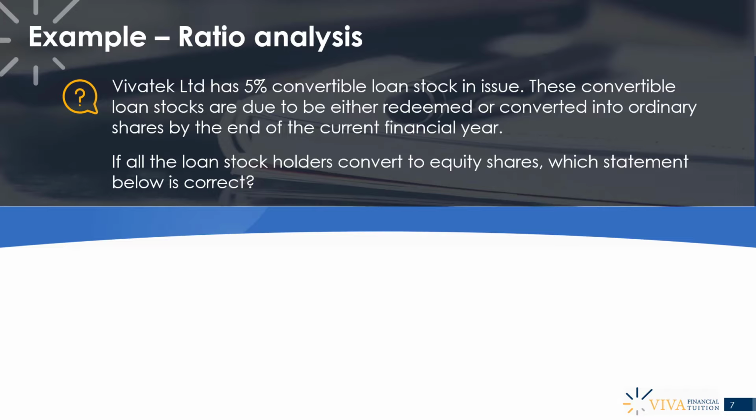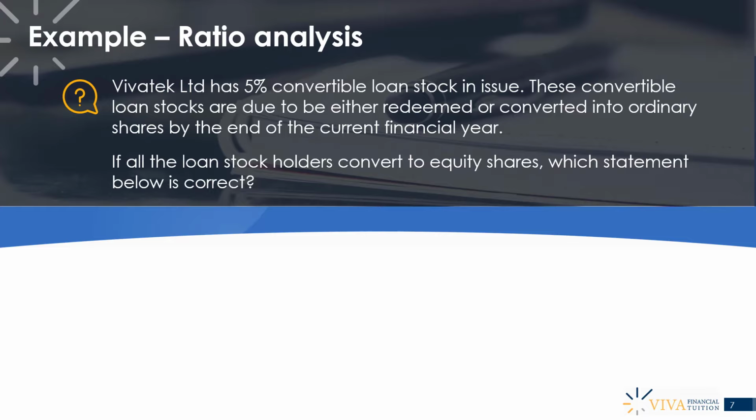We're now going to look at another type of question where instead of doing calculations, they ask you for the impact of a certain event on some ratios. So we're told this company's got 5% convertible loan stock. Now again, if you haven't met that terminology before, there will be more on it later in the course, but it is something you'll probably have seen in your previous studies.